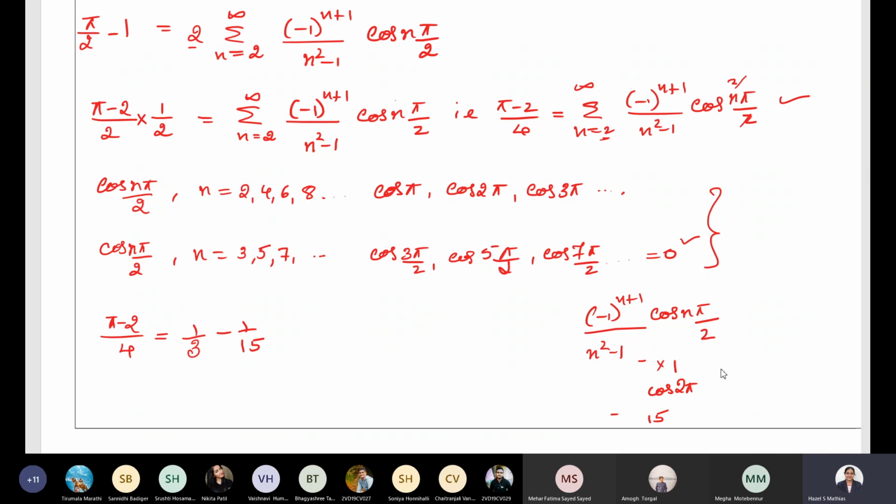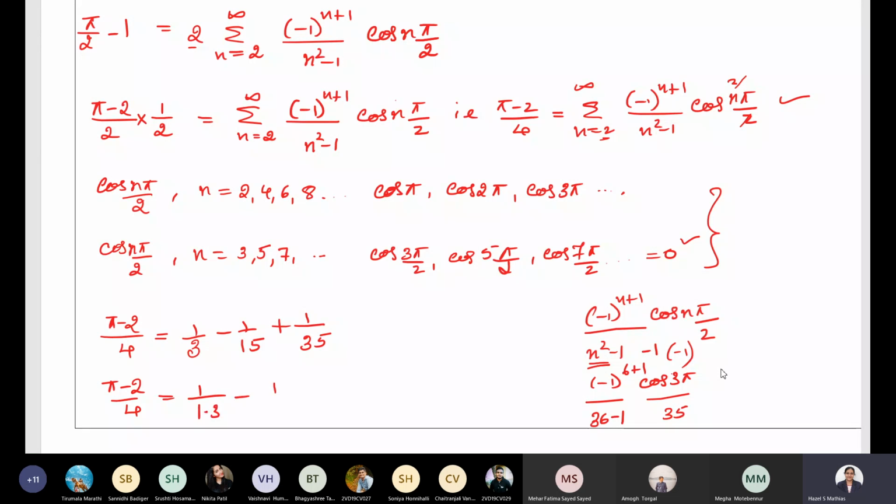Next, go for n equal to 6. What happens when you put n equal to 6? Minus 1 power 6 plus 1, cos 6 pi by 2, so cos 3 pi, divided by 6 square minus 1, which is 36 minus 1. So we will have minus 1, and cos 3 pi is minus 1, divided by 35, so plus 1 by 35. So (pi minus 2) by 4 is 1 by 1 into 3, minus 1 by 3 into 5, because 15 can be written as 3 into 5, plus 1 by 35 which can be written as 5 into 7, minus etc.